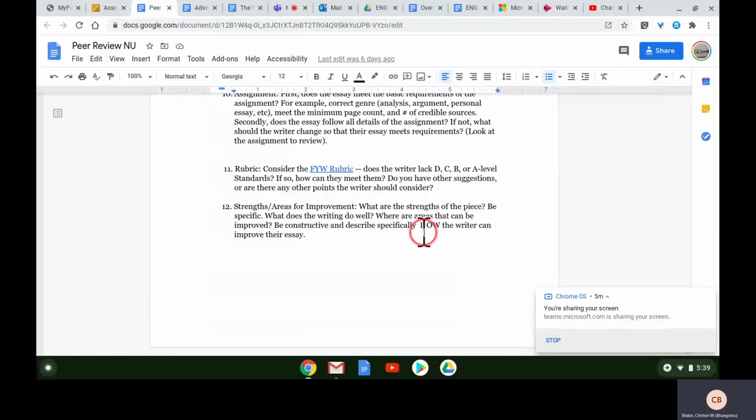And also I want to focus in on this. How can the writer improve their essay? This is what being constructive means. You're not just pointing out places that need work, you're offering suggestions on how they can improve them.